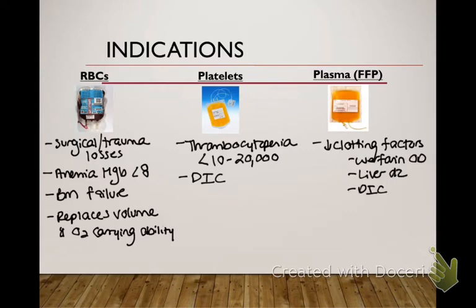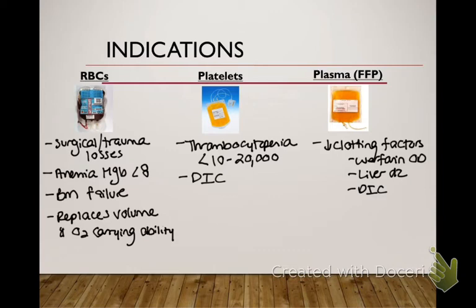FFP, this is when you have low clotting factors. It looks like Sunny D, doesn't it? So it typically comes in a bag too. It's bright yellow. You see it's much brighter than your platelets. And so when you have low clotting factors, that's when you're going to give FFP.